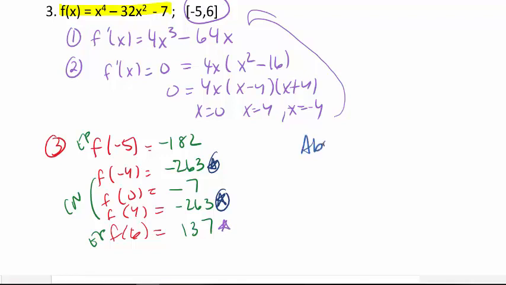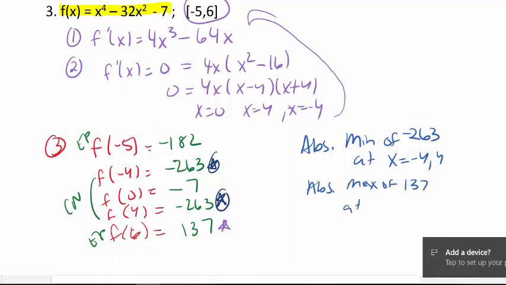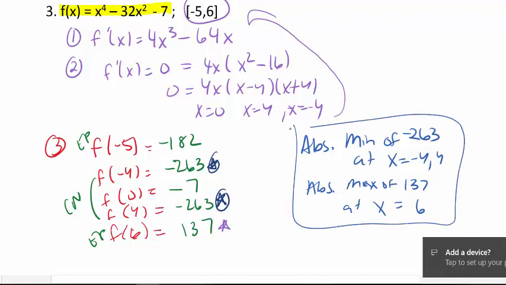So I have an absolute minimum of -263 at x equals -4 and 4. I have an absolute maximum of 137 at x equals 6. Can always check my graph by plotting it in my calculator. That is okay, and I actually suggest it, but I need to see the work corresponding with this. So this whole work needs to be shown on your paper. Finding your critical numbers, evaluating your endpoints, and your critical numbers to determine it. But yes, you can absolutely use your calculator to check yourself.